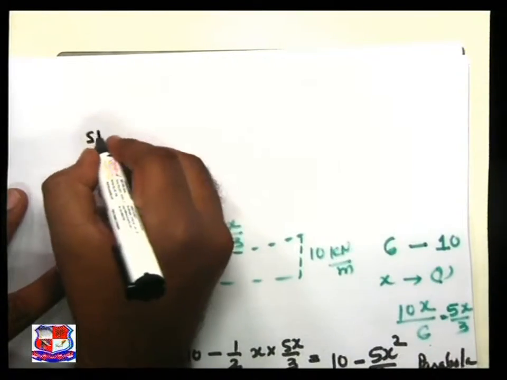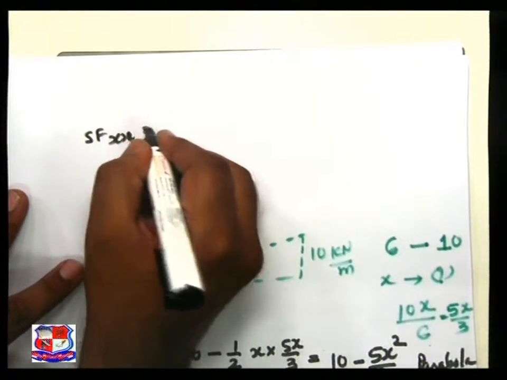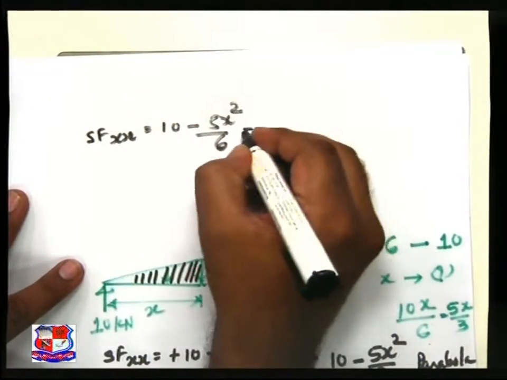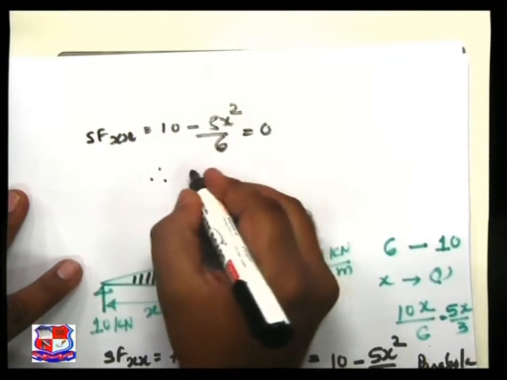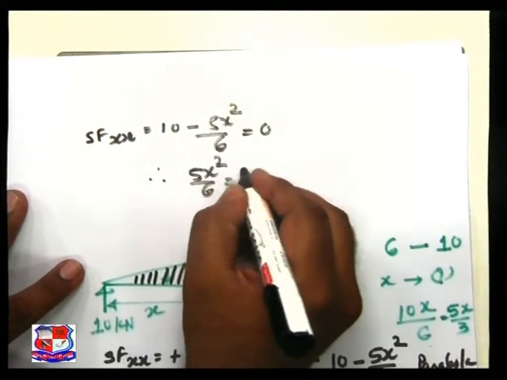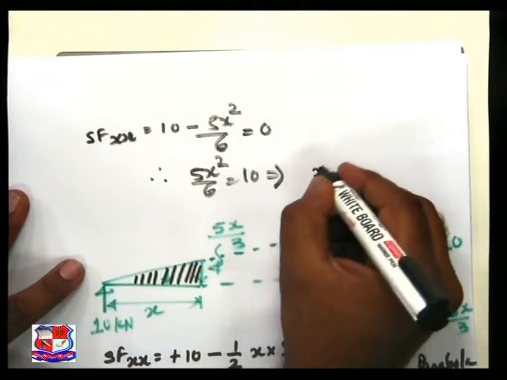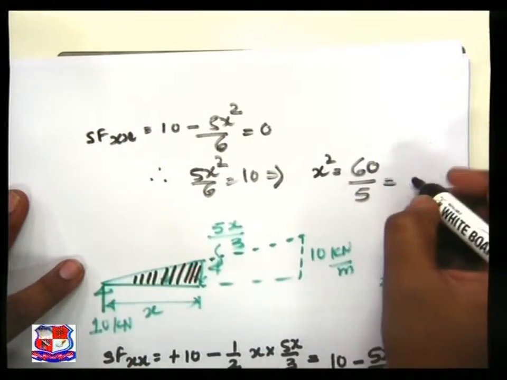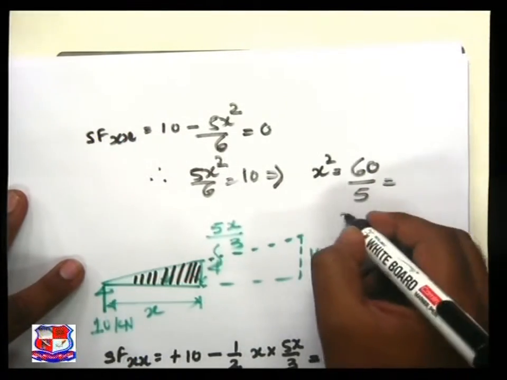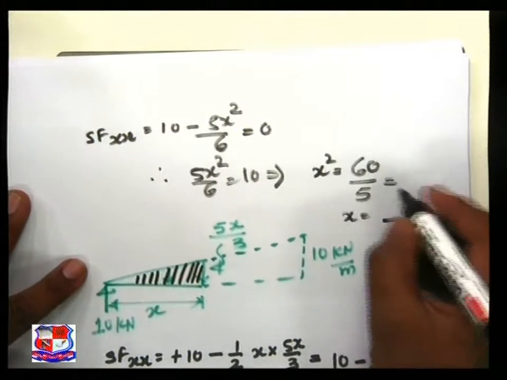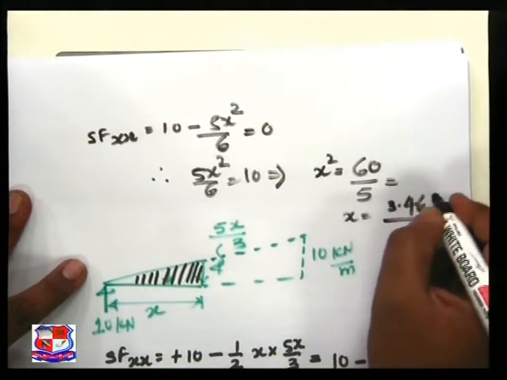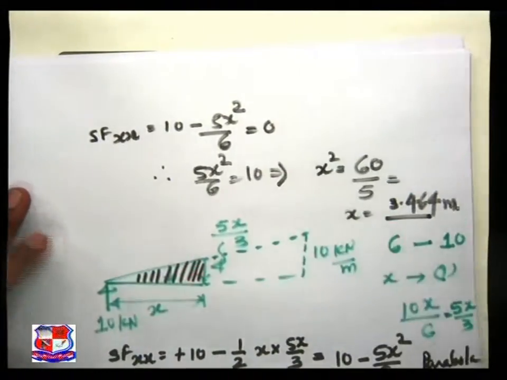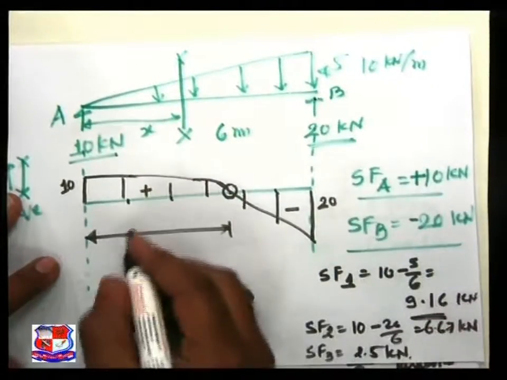I have an equation: shear force at x is equal to 10 minus 5x² by 6, which is equal to 0. Therefore 5x² by 6 is equal to 10, and x² is equal to 60 by 5, and we achieve the value of x equal to 3.464 meter.